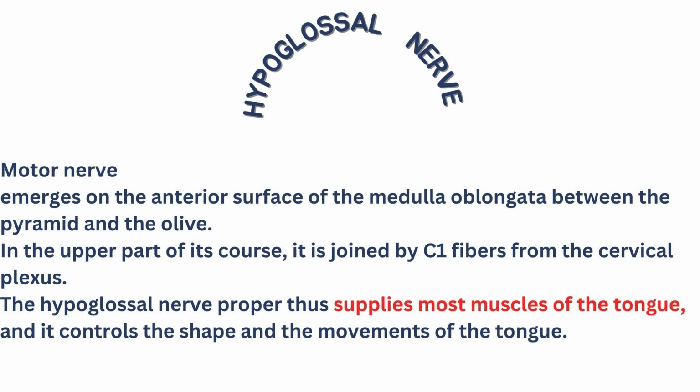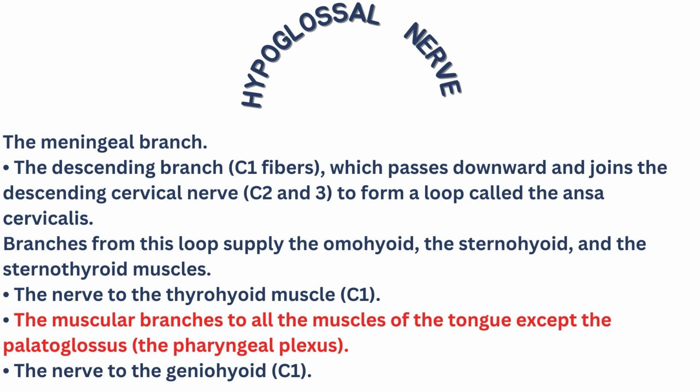The descending branch is C1 fibers that join the C2 and C3 and form the ansa cervicalis that supplies the omohyoid, sternohyoid, and the sternothyroid muscles. The thyrohyoid muscle is supplied by C1. All muscles of the tongue are supplied by the hypoglossal nerve except the palatoglossus, which is supplied by the pharyngeal plexus. Then there is a nerve to the geniohyoid, which is C1.